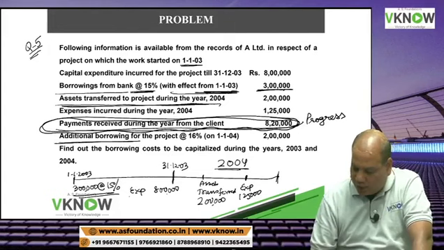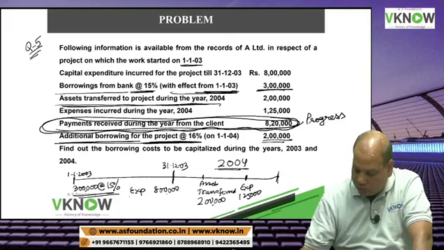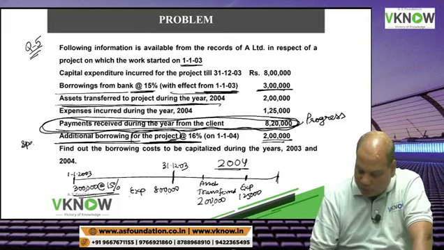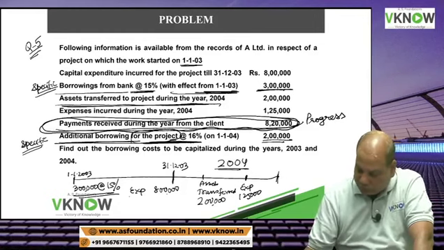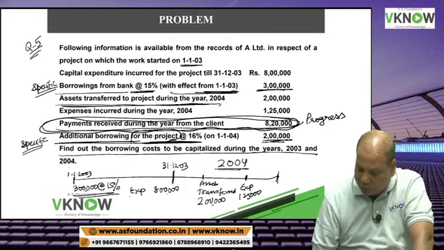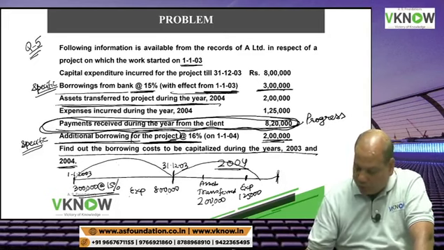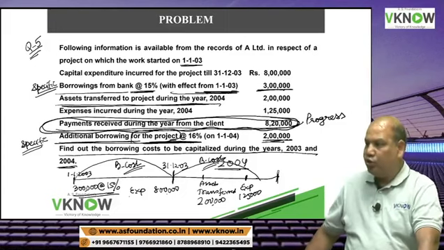And you have borrowed an additional amount for the project at 16%. One more loan was taken, but it is for the project, so a specific loan. This is also a specific loan, 2 lakh rupees. Find out the borrowing cost to be capitalized during the years 2003 and 2004. So this is again a 2-year problem. We have to find out how much borrowing cost will be capitalized in year 1 and how much borrowing cost can be capitalized in year 2.